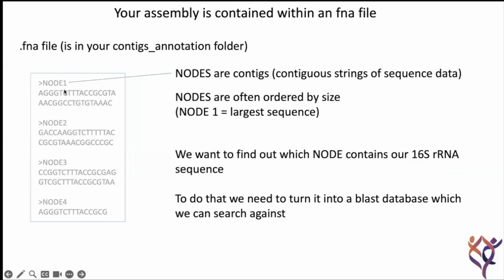The FNA file looks like this. You'll have a series of nodes. So they are a contiguous string of sequence data. They are typically in size order, as I said. So which node contains our 16S? Now, what you will often find is that the 16S will span an entire node. So one of your nodes will likely be the entire 16S sequence. Sometimes the 16S sequence is split over several nodes.